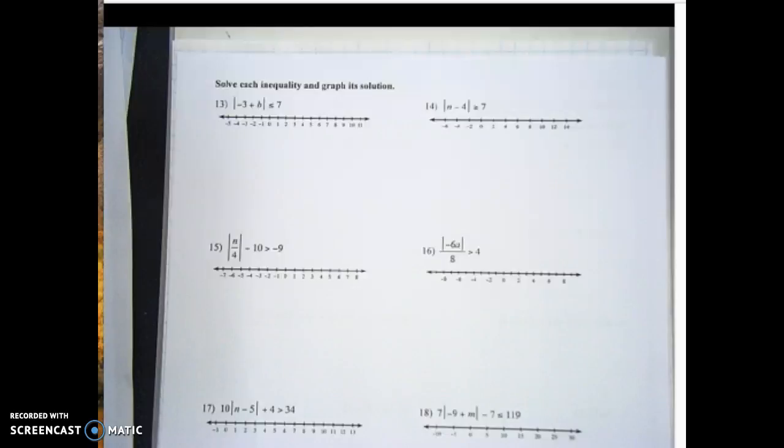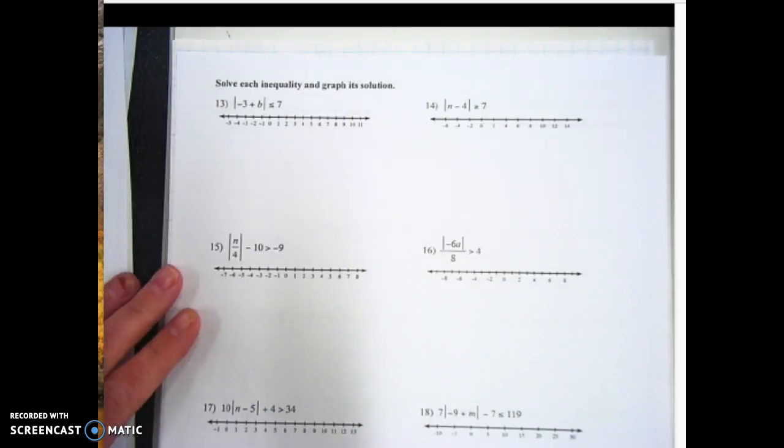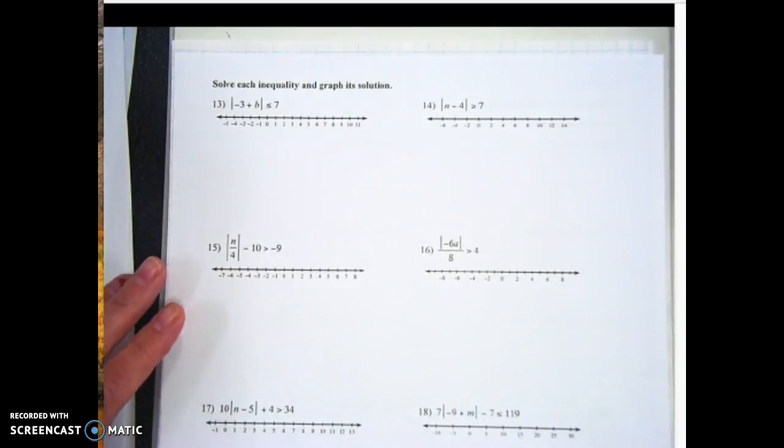This is page 2 of the chapter 1 and 2 practice test for Algebra 2. So the directions say solve each inequality and graph its solution.